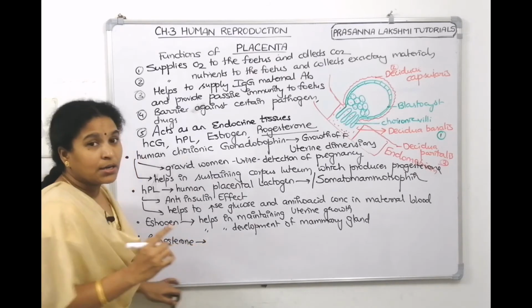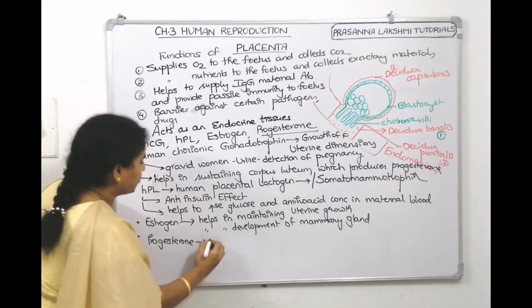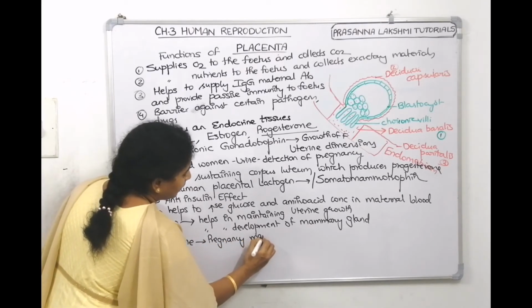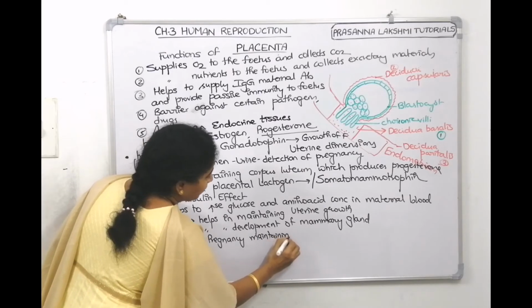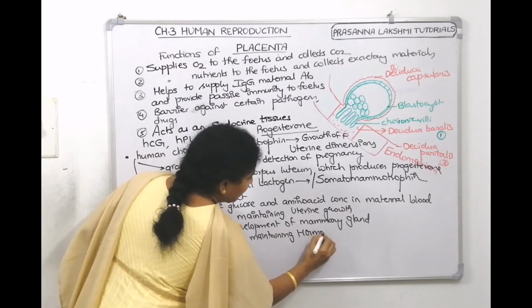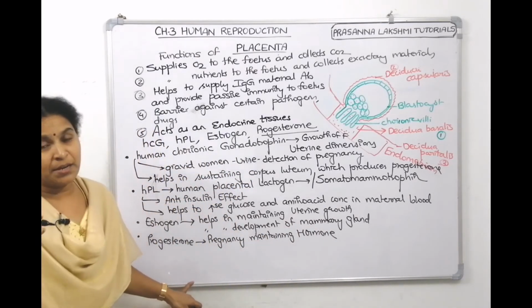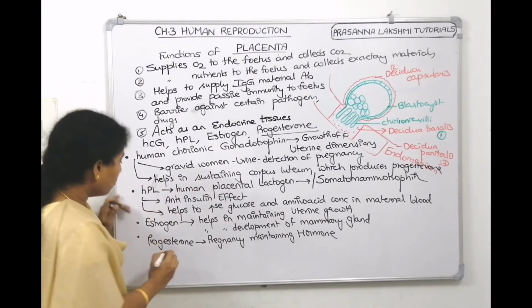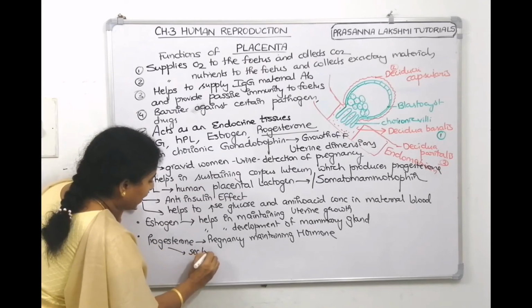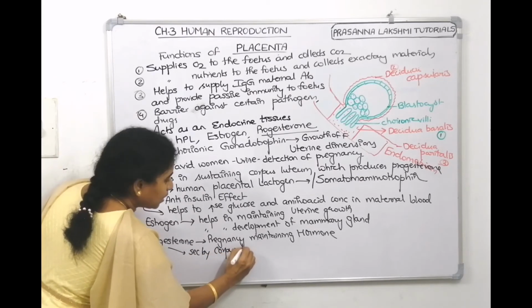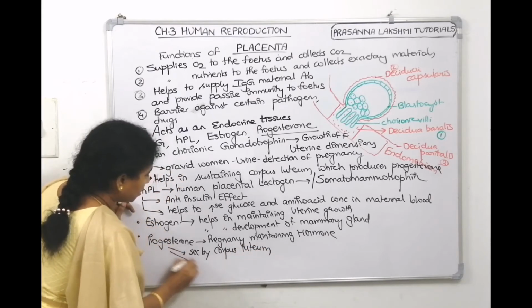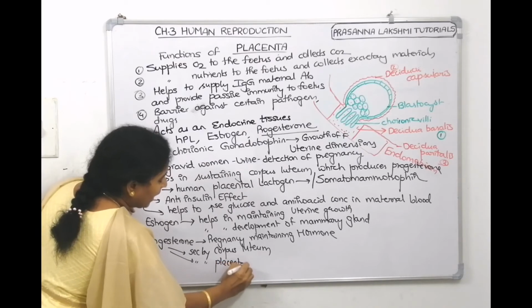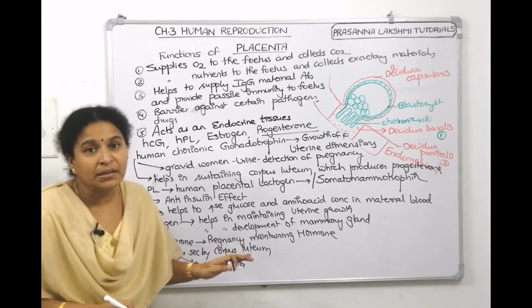Now children, the last hormone secreted by placenta is progesterone. Progesterone is called pregnancy maintaining hormone. If you remember, corpus luteum secretes progesterone. Placenta also secretes progesterone. So, progesterone is secreted by corpus luteum also. Progesterone is secreted by the placenta also. And it is called pregnancy maintaining hormone.